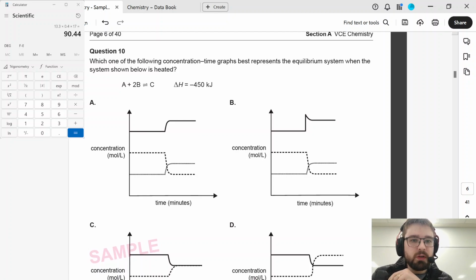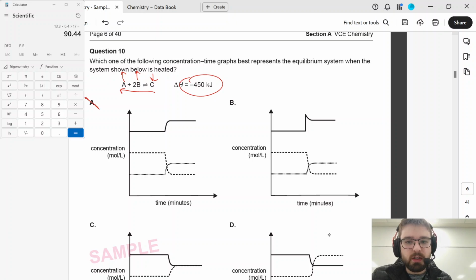Alright, which one of the following concentration time graphs best represents the equilibrium system when the system shown below is heated? So it's exothermic. So when it's heated, we expect it to move this way. So we expect A up, B up, C down. So basically we expect 2 things to go up and 1 thing to go down. And we expect one of the things going up to be double the other one. So here we've got one of the things going down is double the other one, which doesn't make any sense.